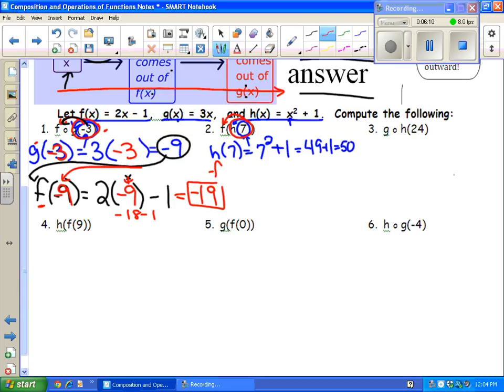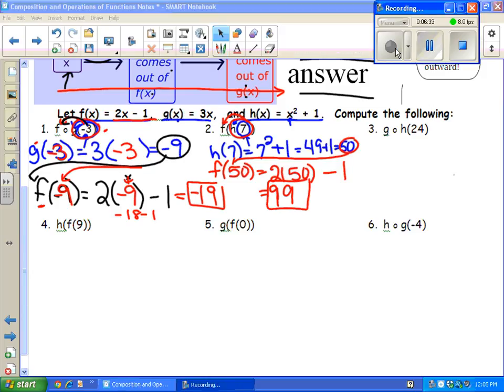The F function, I'm going to input 50. So 50 goes into F. That means my function says 2x minus 1, so 2, take out x, minus 1. So 50 goes where x used to be. So 2 times 50 minus 1 turns out to be 100 minus 1, which is going to give me 99, final answer.